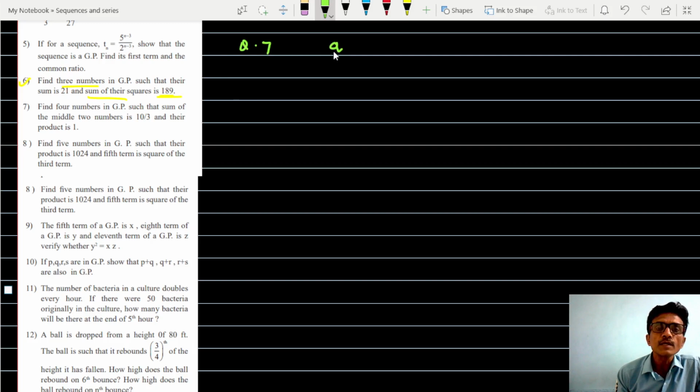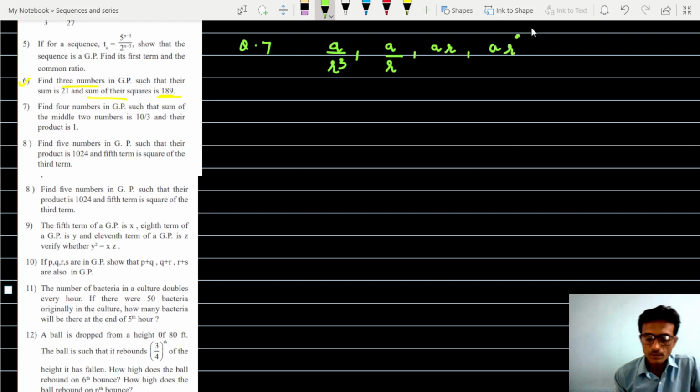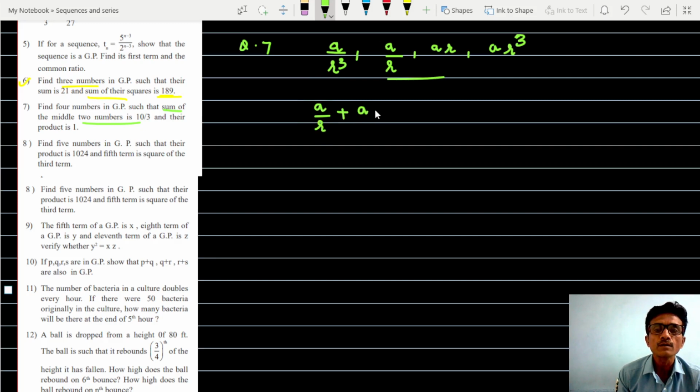4 numbers in GP we will take as a upon r cube, a upon r, ar, and ar cube. These are 4 numbers in GP. Now what is given? Find 4 numbers in GP such that sum of middle 2 numbers is 10/3. So middle 2 numbers are a upon r and ar. First condition is this: sum of middle 2 numbers is equal to 10/3.